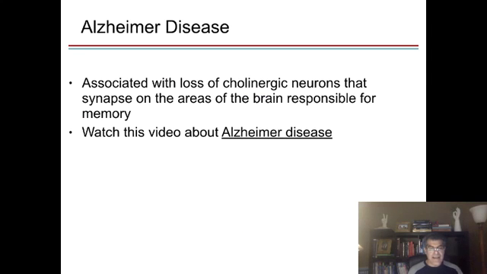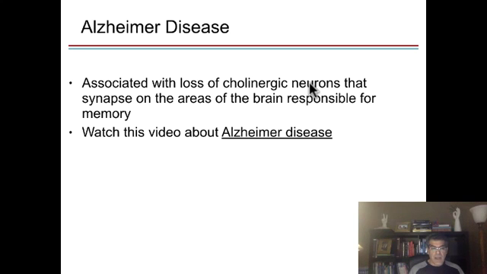The last thing I want to talk about before we move on would be about Alzheimer's disease. Alzheimer's disease is the loss of neurons that release acetylcholine. Any neuron that releases acetylcholine is called cholinergic neuron. By the way, I think you should understand, we call every neuron by what they release. If a neuron releases acetylcholine, we call that neuron cholinergic neuron.